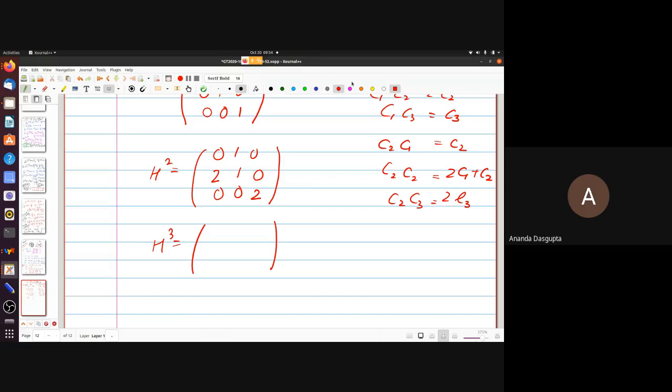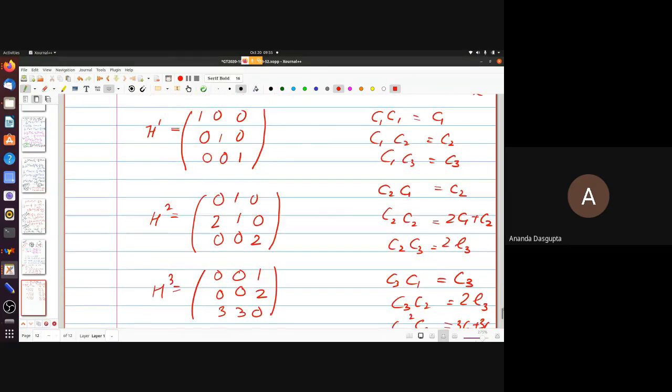Okay, finally going back to C3: C3 C1 is obviously C3. C3 C2, we have already written down as 2 C3, and C3 squared is 3 C1 plus 3 C2. So here the matrix will be 0, 0, 1, 0, 2, 0, and then 3, 0.